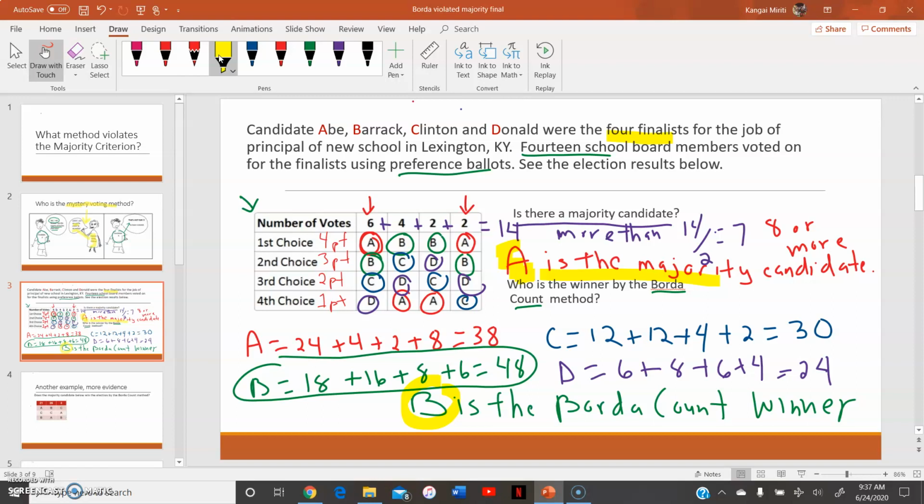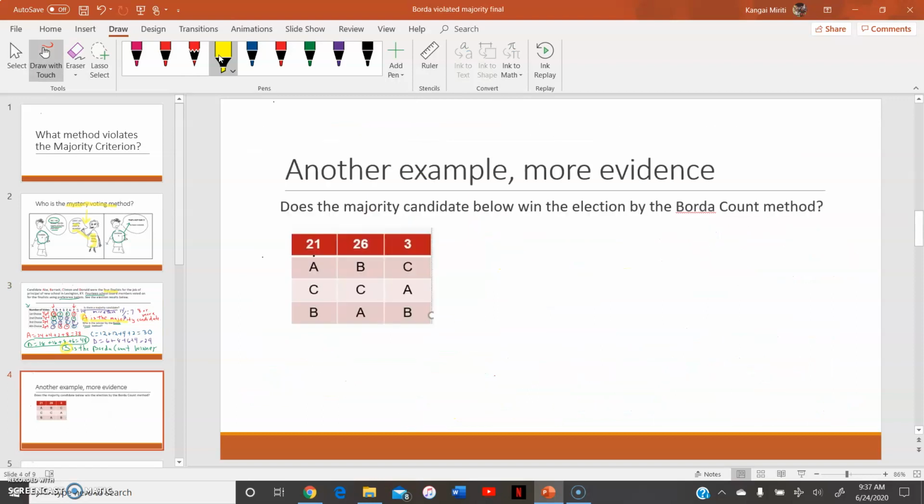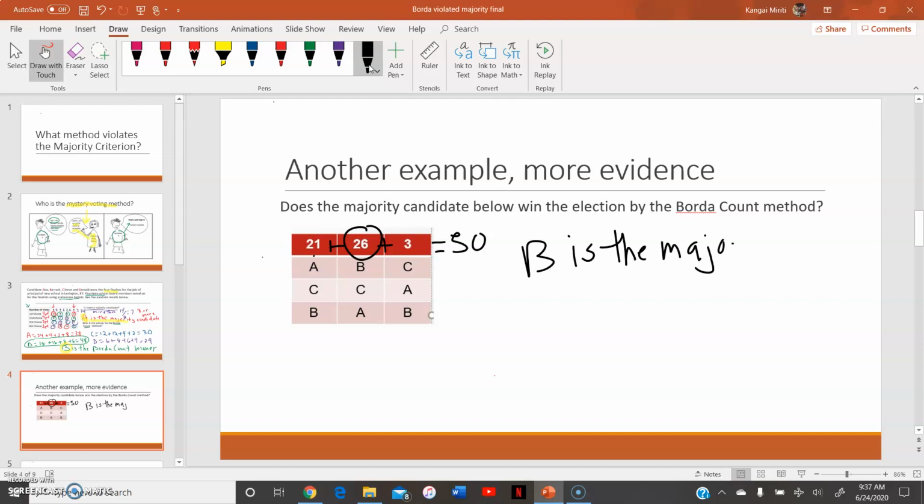Let's look at a few other examples. How about this election? There's clearly a majority candidate for this election. There's 50 total votes, and half of 50 is 25. And certainly having 26 first place votes would make you more than half. So in this election, B is the majority candidate. Or sometimes they say majority winner.